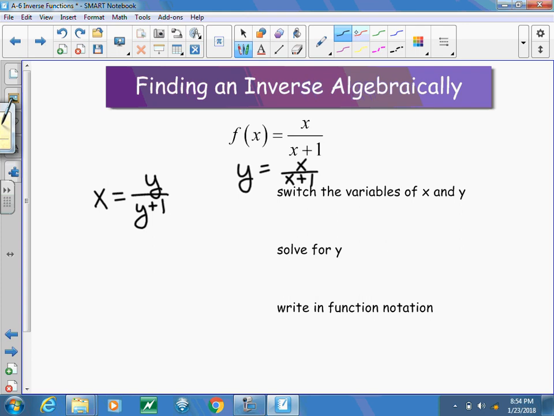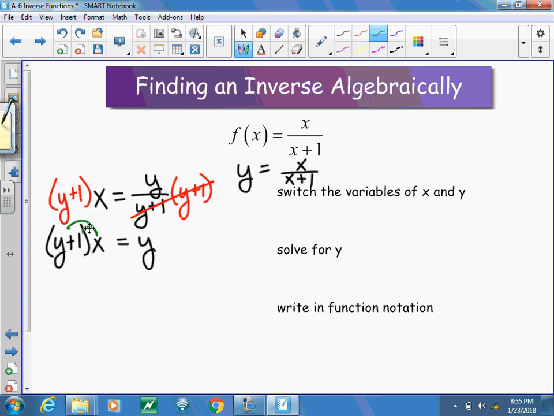Now here you have to be really careful because you have y's in two different places, so we're going to have to be a little creative in how we get those together. Also, since you're working with a fraction here, I'm going to get rid of this fraction by multiplying both sides of the equation by y plus 1. This gives me the quantity y plus 1, times x, is equal to y.